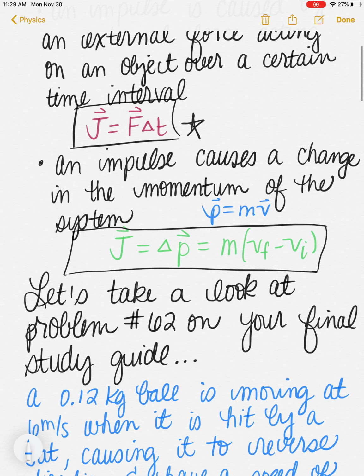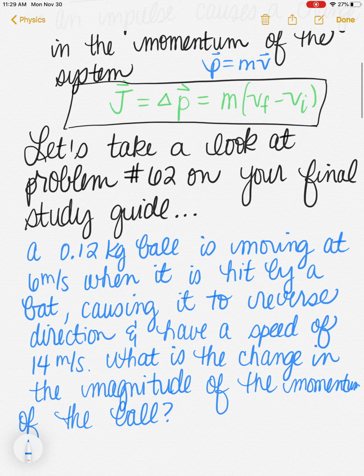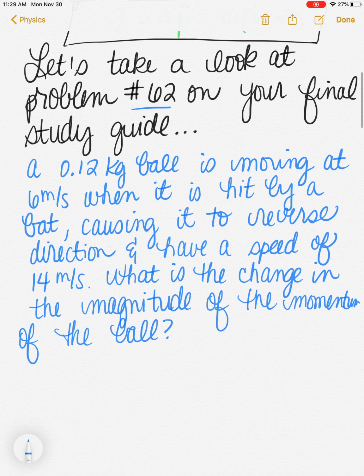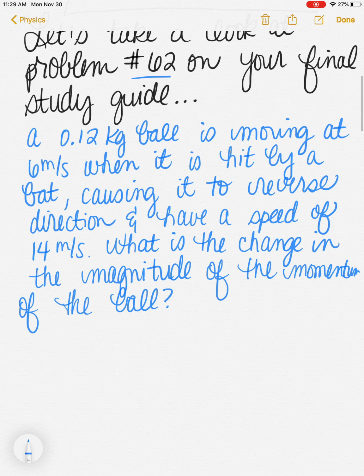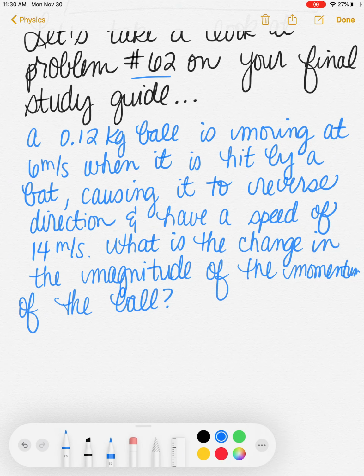All right, so we decided that each day as part of our lecture, we're going to try to find a sample problem in our final exam study guide to go through. So today we chose problem number 62 on your final exam study guide, and we took a look at it. Problem number 62 says a 0.12 kilogram ball is moving at 6 meters per second when it is hit by a bat, causing it to reverse direction and have a speed of 14 meters per second. What is the change in the magnitude of the momentum of the ball?